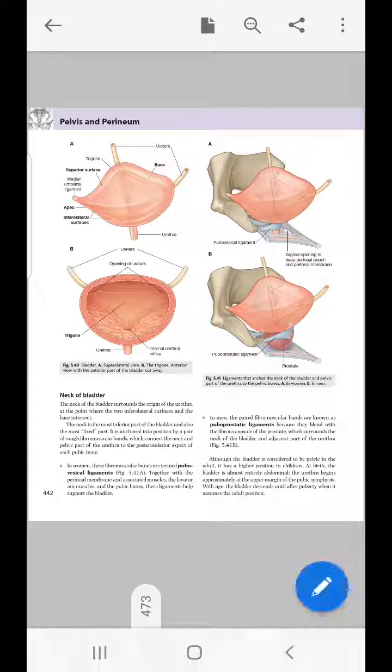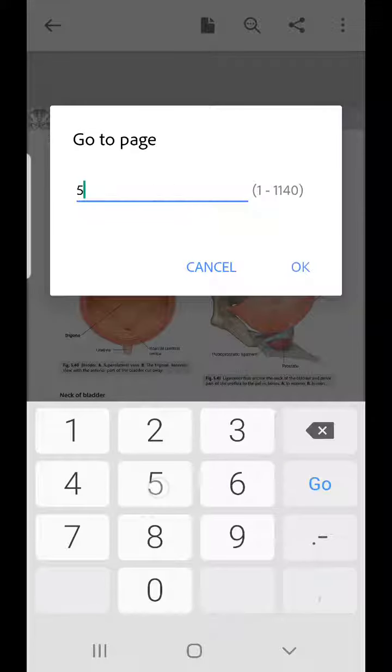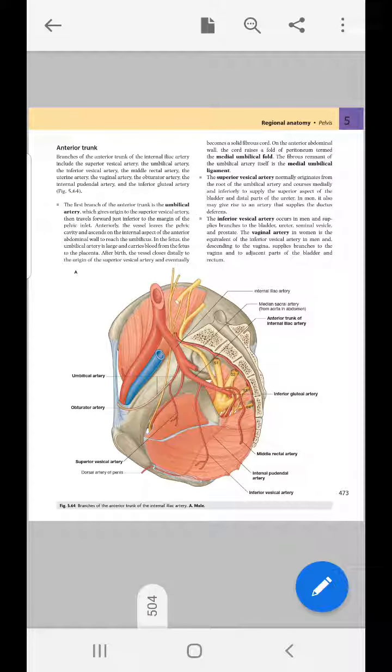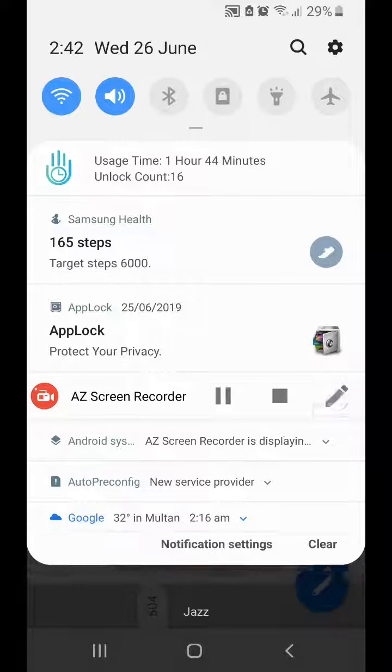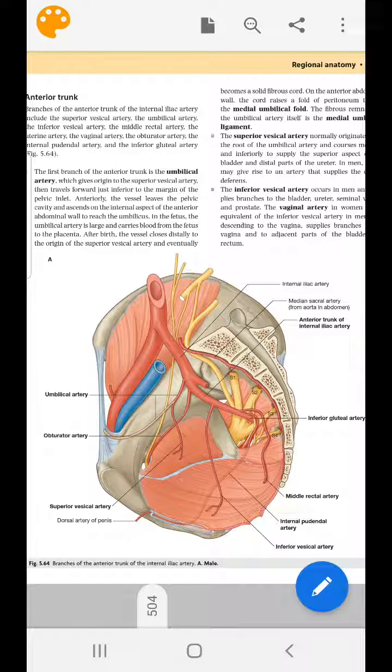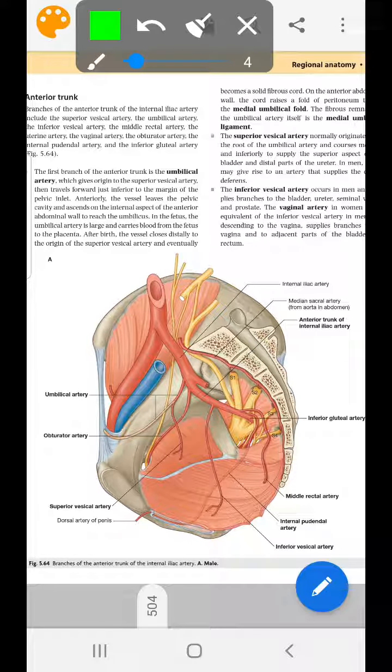Now let's move on to the arterial supply. The arterial supply is going to be from the anterior trunk of the internal iliac artery. Sorry about this. Anterior trunk of the internal iliac artery.